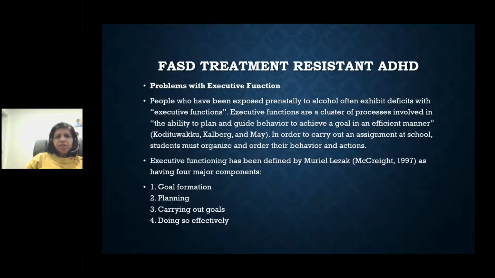So FASD can look like a treatment-resistant ADHD, as I mentioned. These young people or this group of children will have a lot of problems with their executive functions, which include time management, planning, organization, and prioritization. They will have difficulty in goal formation, planning, and carrying out those goals and doing them effectively. And there are several studies to support that.